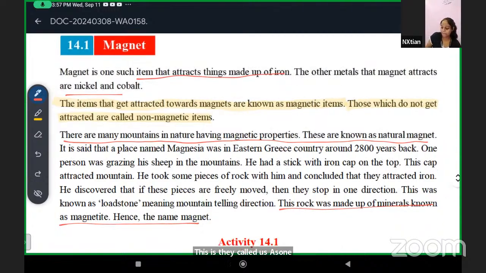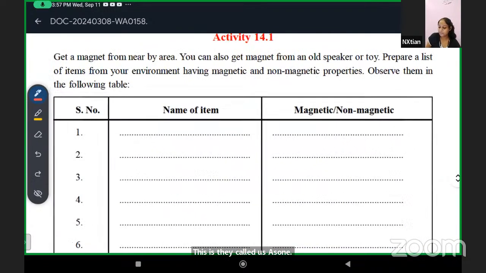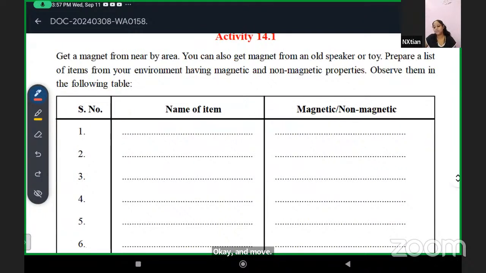Okay, then this is an activity. Get a magnet from a nearby area.